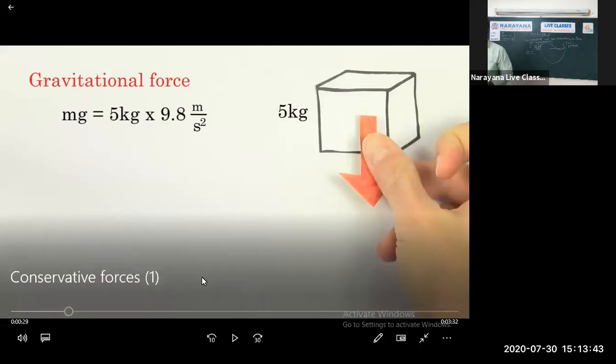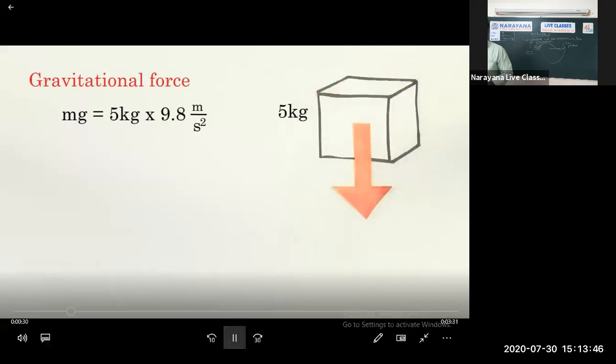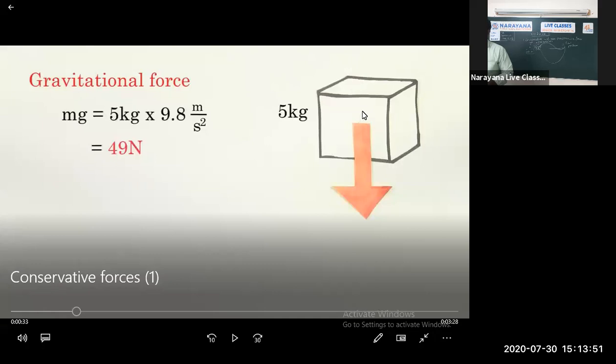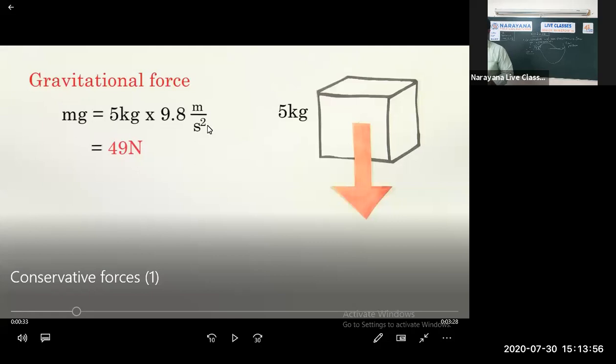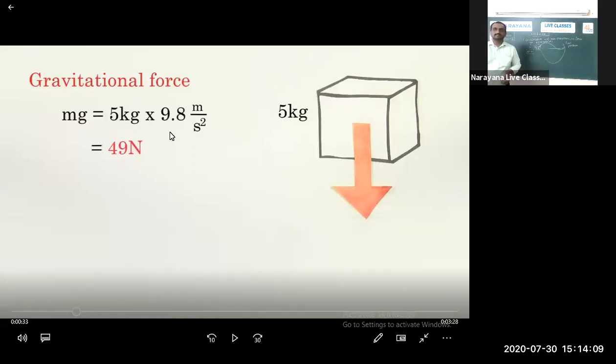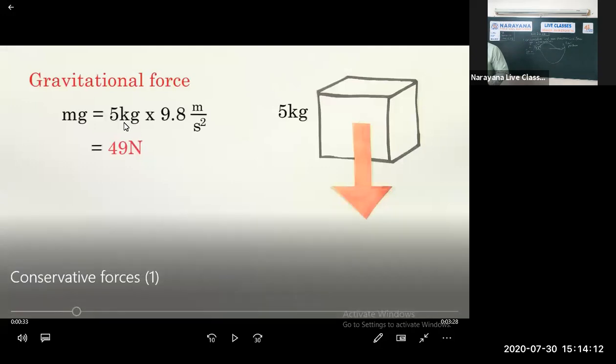See, for this block of mass 5 kg, what will be the weight of this block? Weight means mass into gravity. So mass is 5 kg into g. At what acceleration is this block being attracted by the earth? We know that it is 9.8 meters per second square. Now if you multiply 5 into 9.8, we get 49 Newton. So this is the weight of this block.